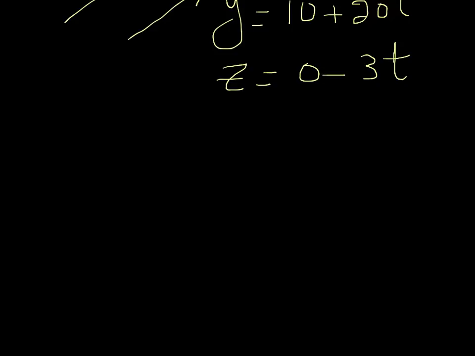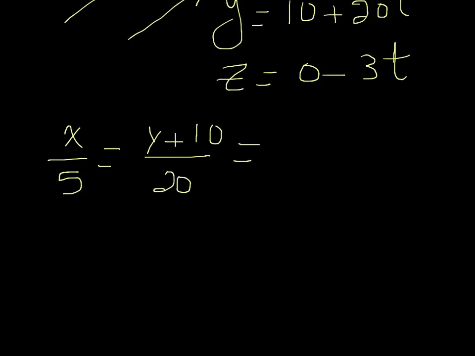If you choose to put it in symmetrical form, it's going to be x over 5 is equal to y plus 10 over 20, which is equal to z minus 3 over -3. Here I selected a different point.